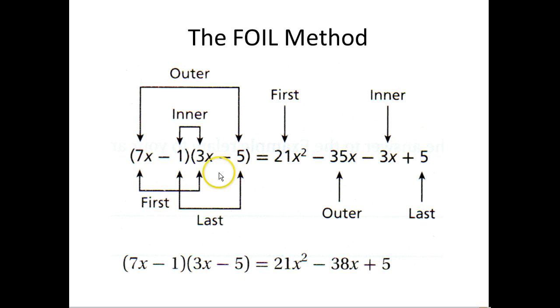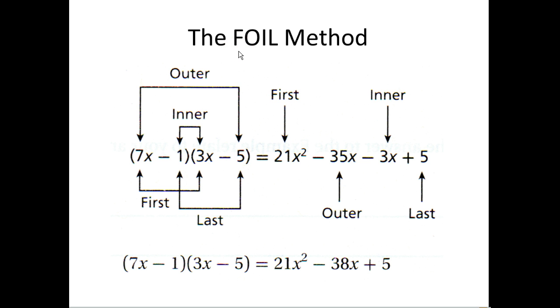Let's say we wanted to multiply these two binomials together. Ultimately, what ends up happening is each term in this binomial ends up getting distributed to each term in this binomial. So 7x would end up getting distributed to both 3x and negative 5, just as negative 1 would be distributed to 3x and negative 5 as well. So each term in the first gets distributed to each term in the second. Alright? Well, the FOIL method comes from this.